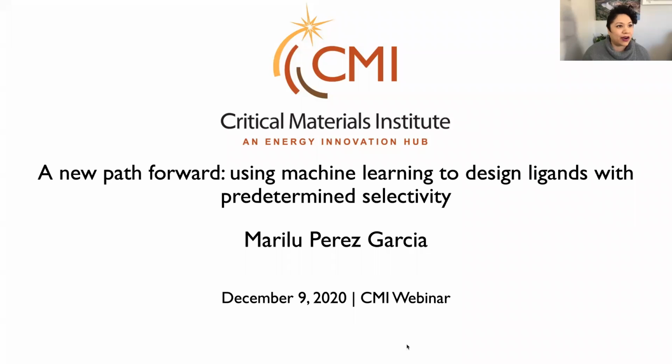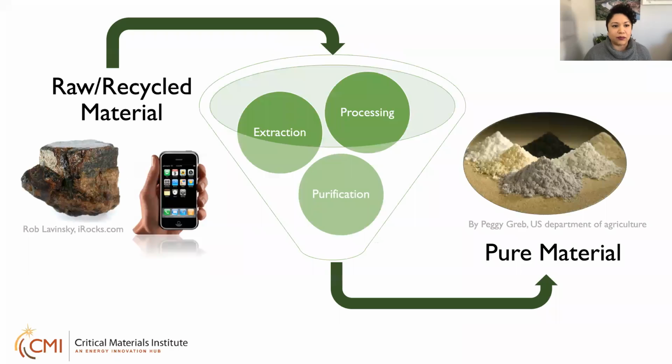Yes, I will be talking about our research project on machine learning and using that to determine selectivity for metal ligand complexes. And just stepping back a little bit, the reason this is an important topic in CMI is the emphasis on trying to get pure materials from raw and recycled sources. And that typically involves processing, extraction, purification, and so we're focusing in on the extraction portion, and more specifically on solvent extractions.